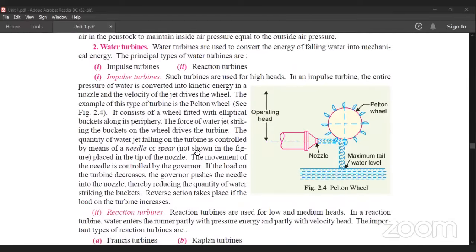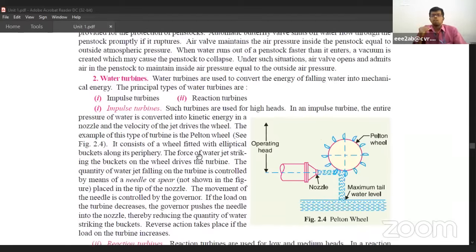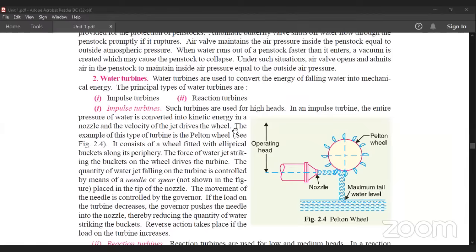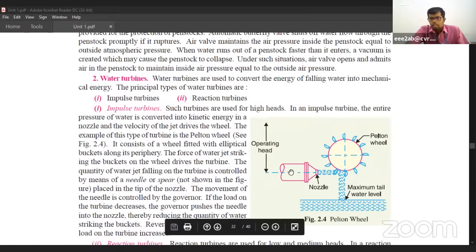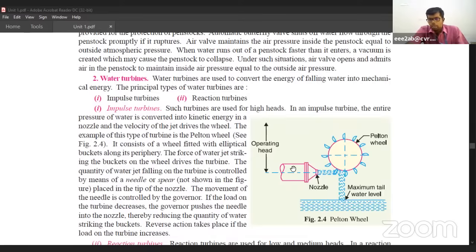Impulse turbines are used for high heads of water. In an impulse turbine, the entire water pressure is converted to kinetic energy in the nozzle, and the velocity of the jet drives the wheel. One such example of an impulse turbine is the Pelton wheel turbine. You can see in this picture a nozzle. This is your penstock, connected to a nozzle.